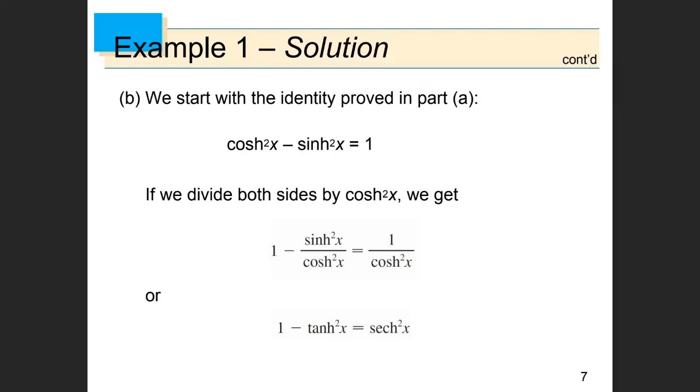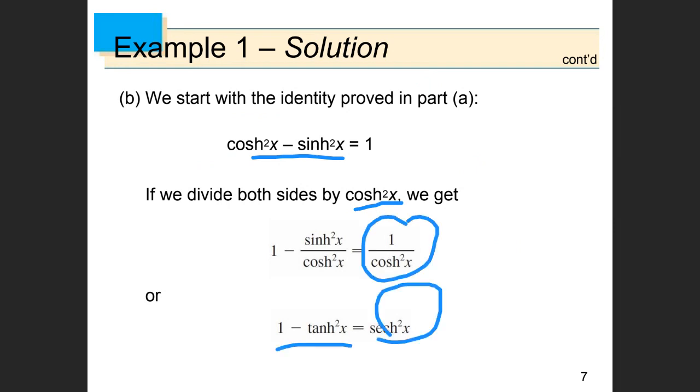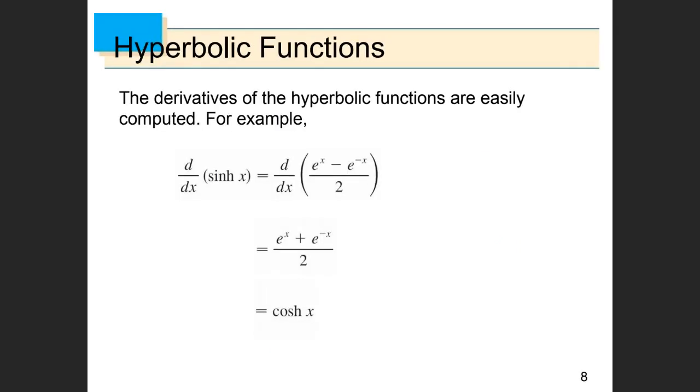Starting with part A, if you divide all through by hyperbolic cos squared, you end up with 1 over hyperbolic cos squared, which is hyperbolic sech squared on this side, and then you have 1 minus hyperbolic tan squared. All right, and the left-hand side again equals the right-hand side.